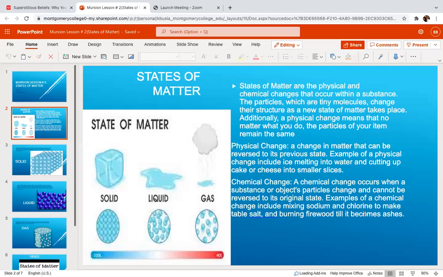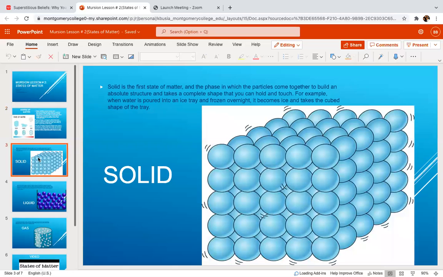Okay, Dev, can you tell me what you see in this picture? It looks like water. Yes, that's right. You see the solid, that's an ice cube, and then the liquid is when that ice cube melts and becomes water. And then once that water boils, it becomes a gas, meaning that it evaporates into thin air. Now, the first state of matter is a solid.